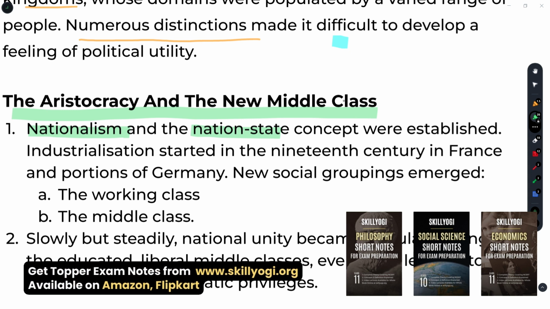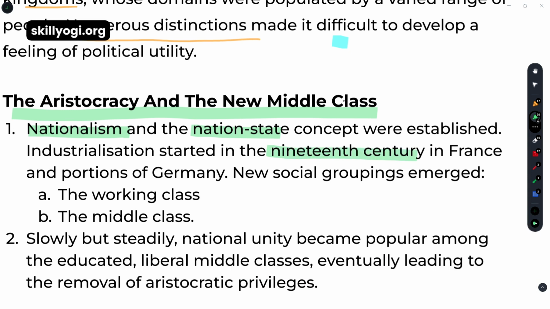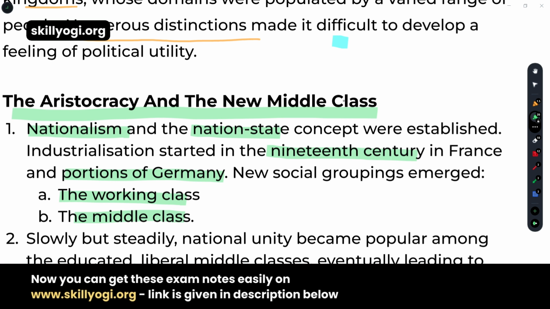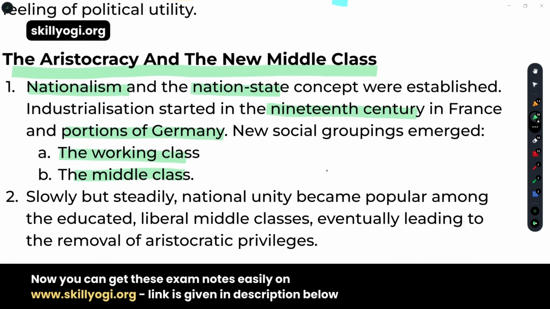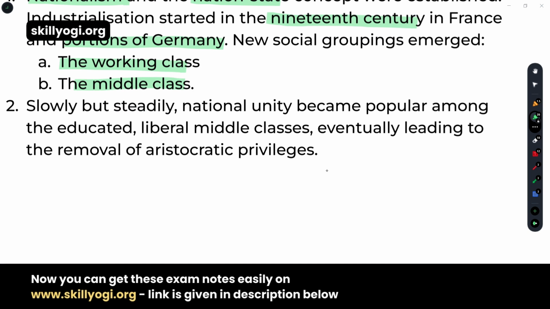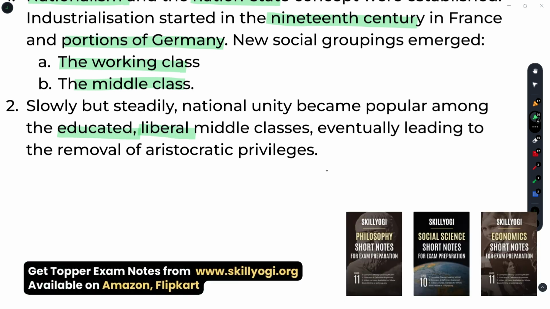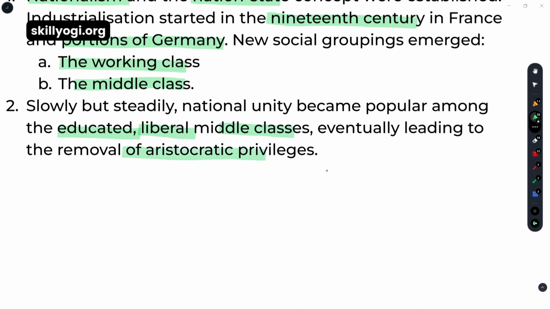So from the 19th century in France, industrialization had already started, and in some portions of Germany we can see industrialization going on. So two new social groupings had emerged: the first was the working class and the second was the middle class. But national unity became popular among which group of people? They were educated and liberal, that means free to do anything, the liberal middle classes, eventually leading to the removal of aristocratic privilege.